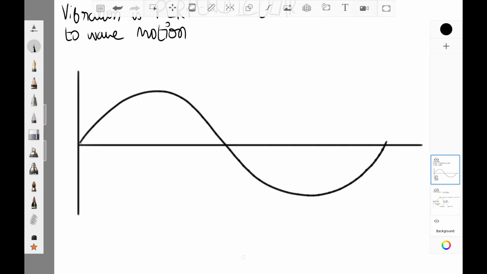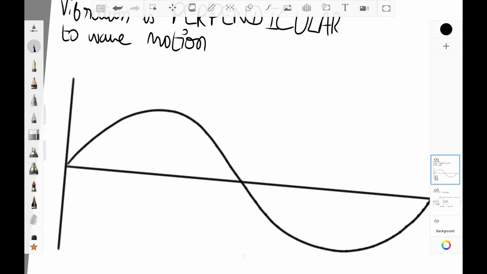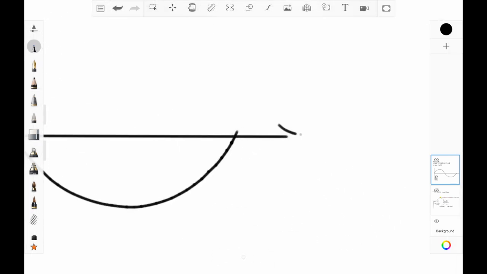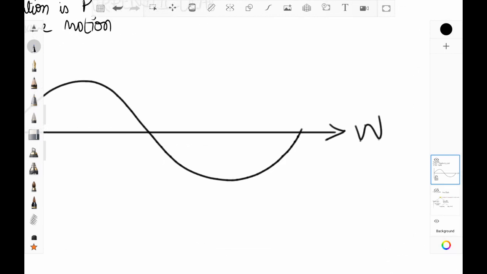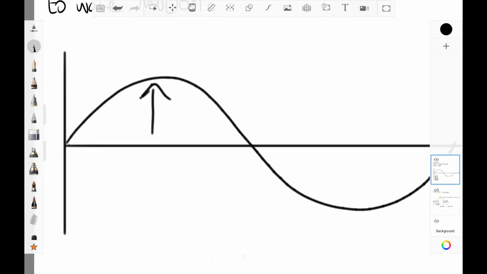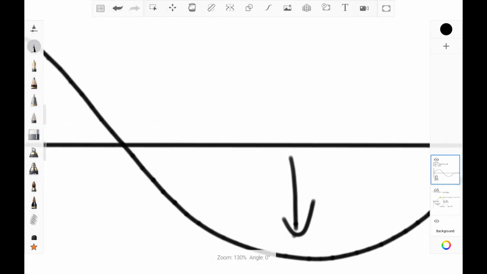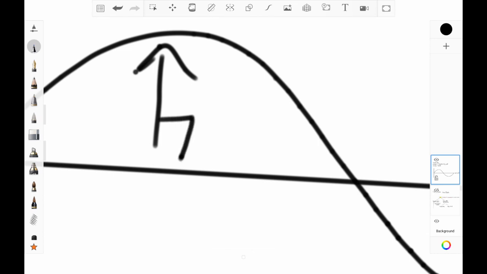Right, as you can see here, I've drawn a wave diagram for a transverse wave, and all transverse wave diagrams have a shape similar to this. There are a few things that you need to note here. Number 1, this is the direction of the wave. So let's just say it's going to the west. You can see that the particles are vibrating at right angles to the wave motion, which is a characteristic of transverse waves.